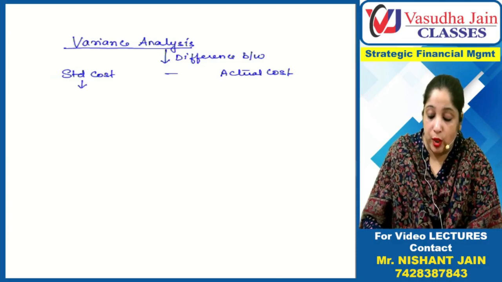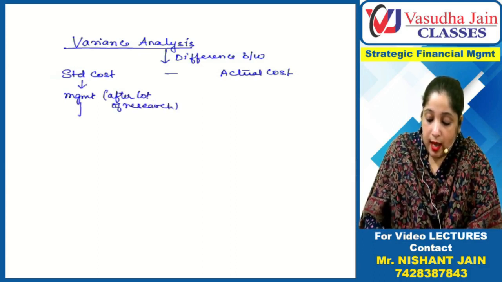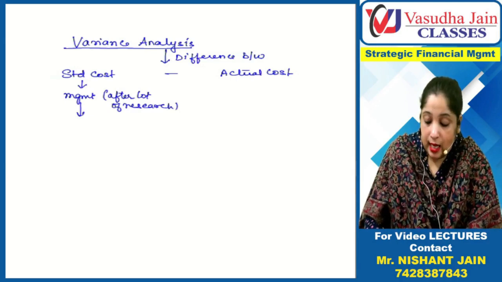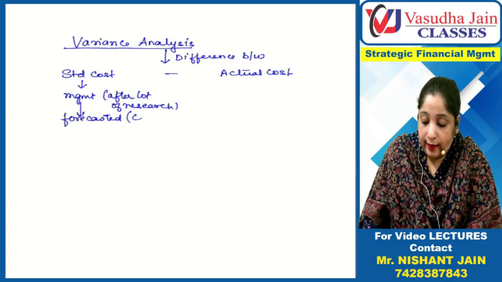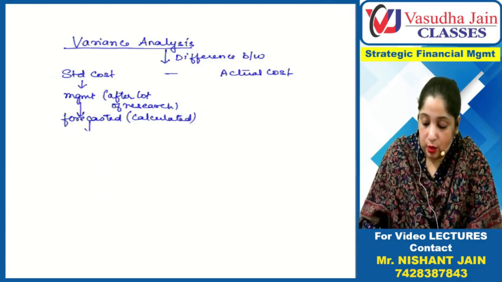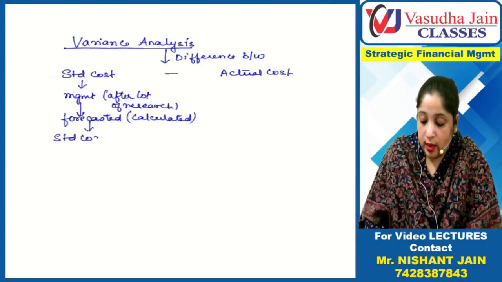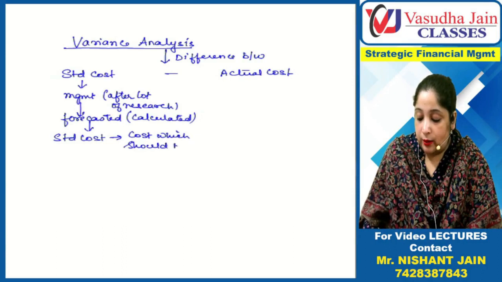This is the cost which management, after a lot of research, has forecasted or has calculated, that this is the cost which should have been incurred. So basically standard cost is what? Standard cost is the cost which should be incurred.